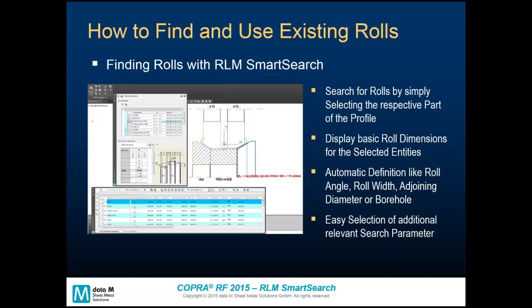The angle, for example, the adjoining diameter on the left or the right, with a tolerance. So if you have anything near within a specific range, the system will find it. We can also search on roll width and borehole, for example, if we have various boreholes throughout our plant.